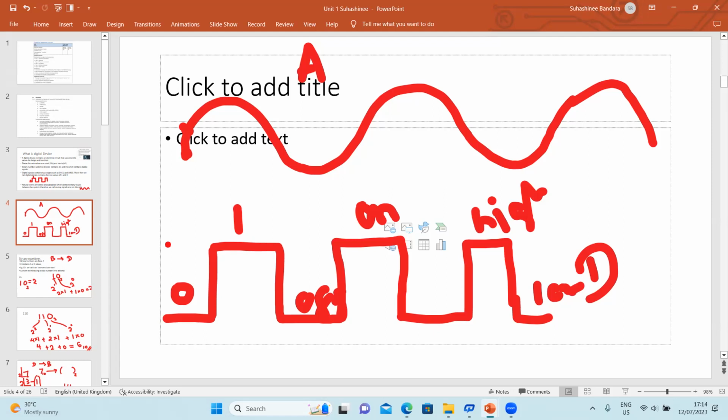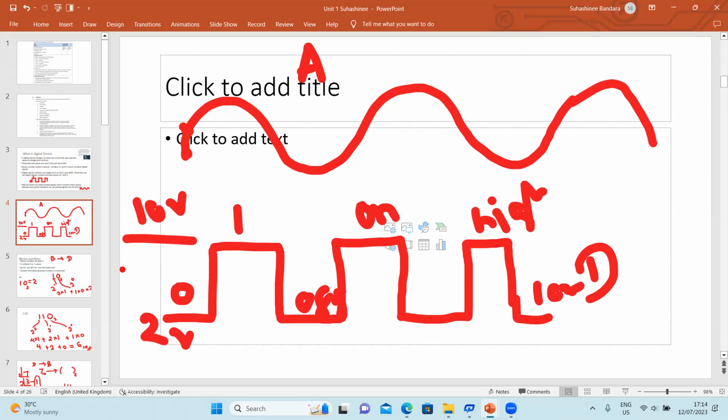1 means higher voltage. This position in the graph may be 10 voltage, and this may be 2 voltage. 0 may be 2 voltage. But higher means on, 0 means lower. So higher voltage and low voltage we can call 1 and 0. 1 means higher, lower means 0. It is not the exact 0. In special cases there may be, but it is not exact 0.